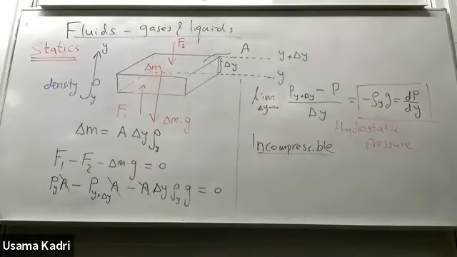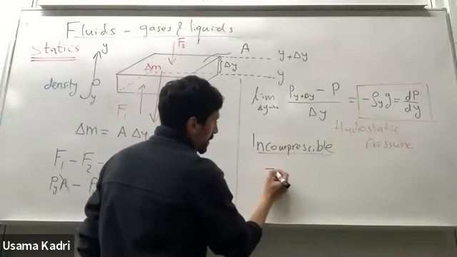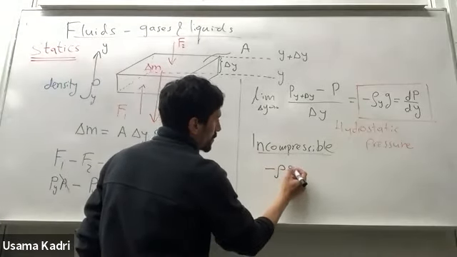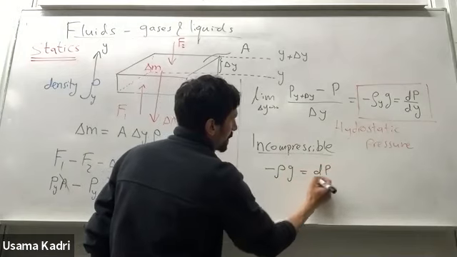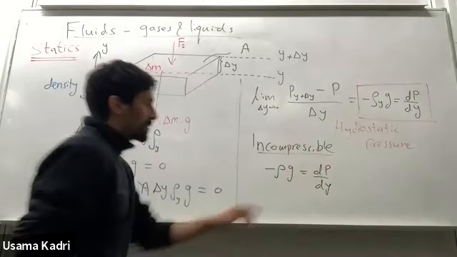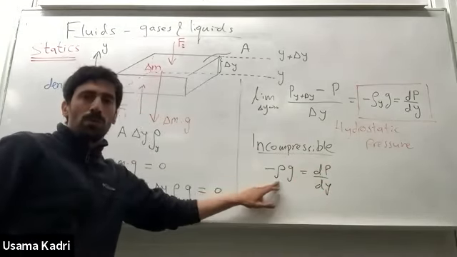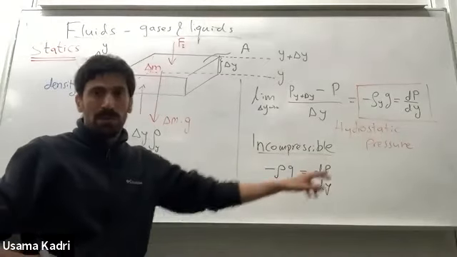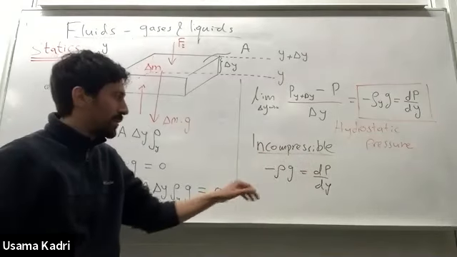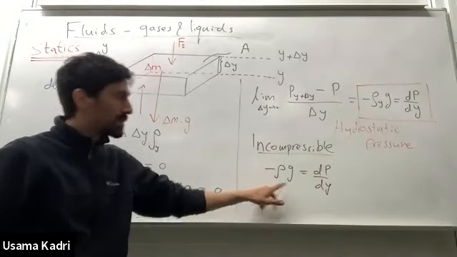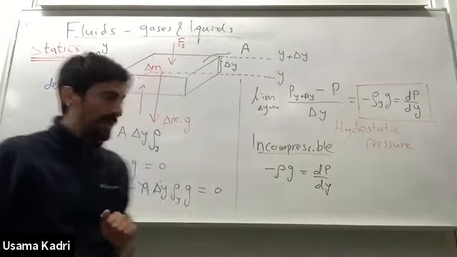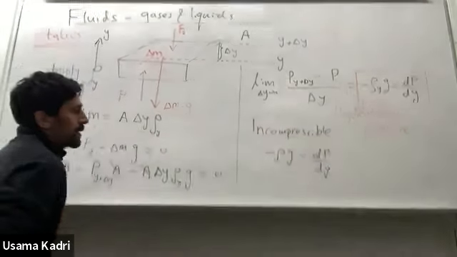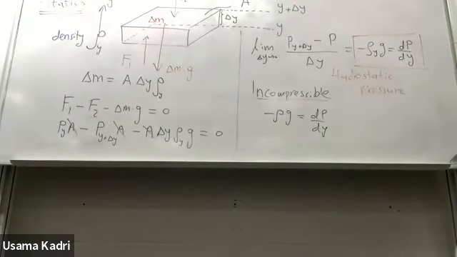In this case, we can simply write minus rho g equals dP dy. Now you see the difficulty is that if rho was a function of y, just as in air, for example, you need to take that into account when you're solving the differential equation. Here it's just a constant, so we can solve this immediately. This is what we're going to do next. So let's solve this differential equation for incompressible fluids.